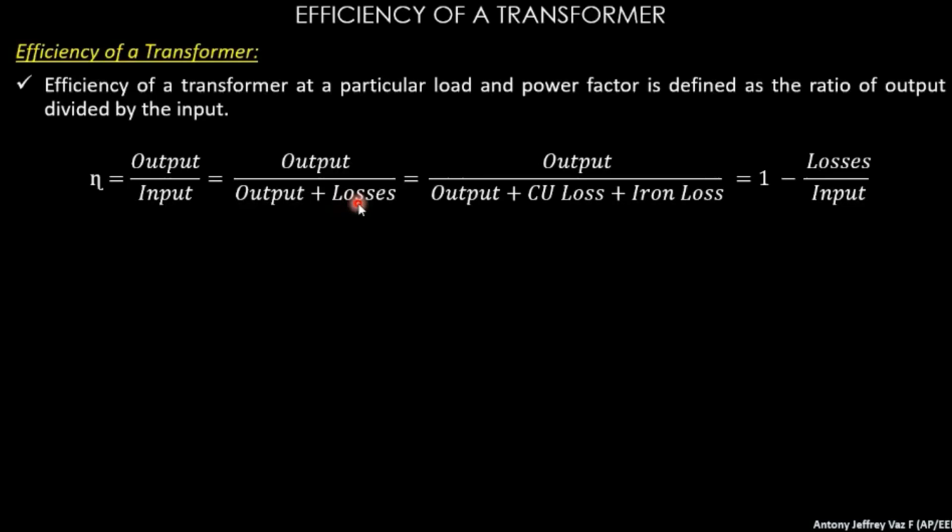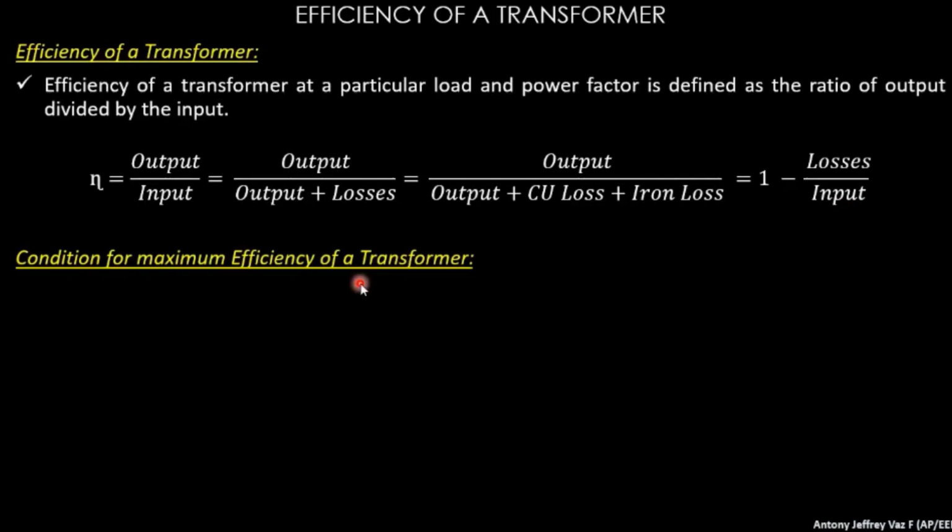So when you give power to the transformer primary, the output is from the secondary. Once you get the output, it is due to input plus losses. Input will be equivalent to output plus losses. So you can see output will be present in the numerator, and in the denominator the output is the same plus losses. And for losses, you know there are two: one is the copper loss and the other one is the iron loss. And you can equate this into 1 minus losses divided by input.